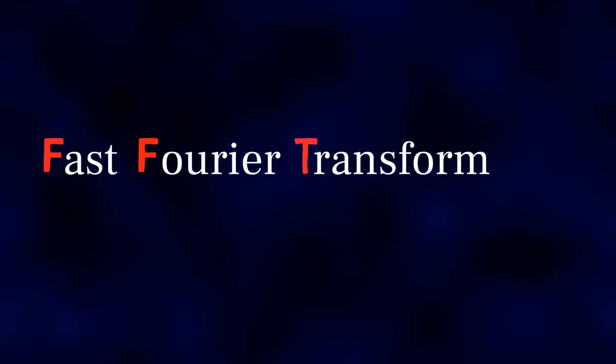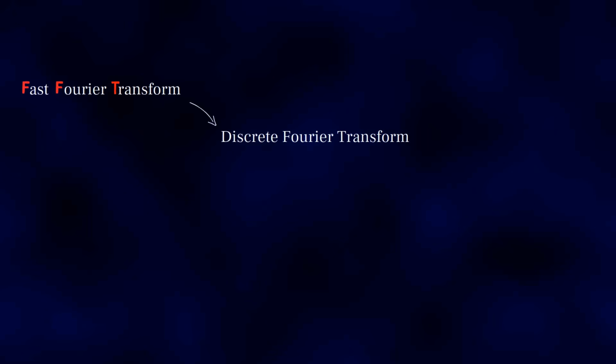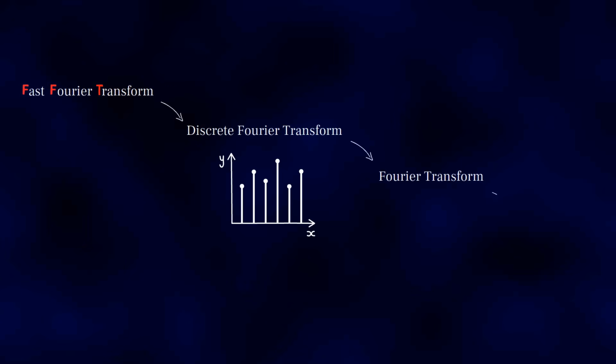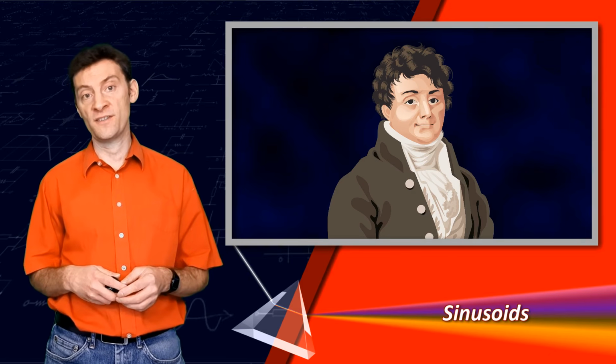The FFT, or fast Fourier transform, is a computationally efficient version of the discrete Fourier transform, which is a Fourier transform for discrete time or sampled signals. The Fourier transform is a development of the Fourier series, first proposed by the French mathematician Jean-Baptiste Joseph Fourier in 1807. To find out how the Fourier transform works, we first need to understand how the Fourier series works.